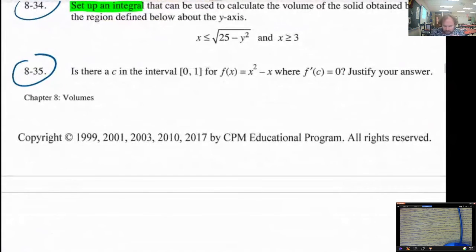Question 835: is there some c in the interval from 0 to 1 for which f of x equals x squared minus x, where f prime of c is equal to 0? Well, we got to justify that answer. What we're looking for here is some sort of mean value theorem application, because I see a derivative there.